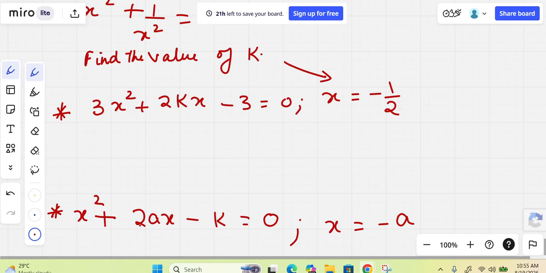Please do it. Ma'am, I got k as minus 9 by 4. For the first one, you got k as minus 9 by 4. Did anybody get k as minus 9 by 4? Yes, ma'am. I got -9/4.